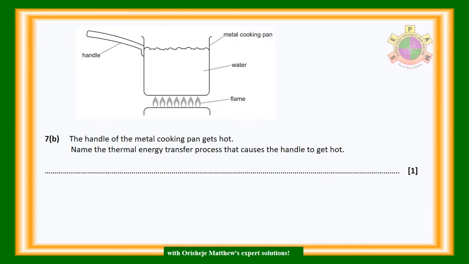Question 7b. The handle of the metal cooking pan gets hot. Name the thermal energy transfer process that causes the handle to get hot. Thermal energy is transferred to the handle through the process of conduction.